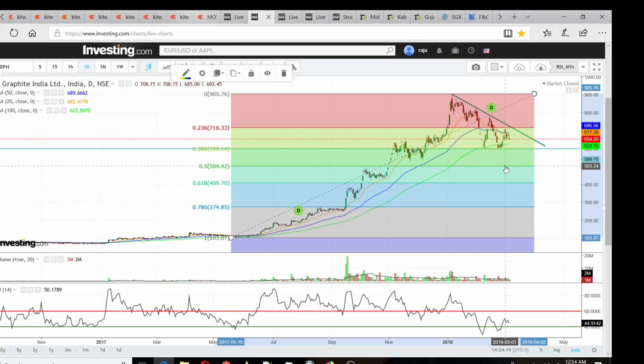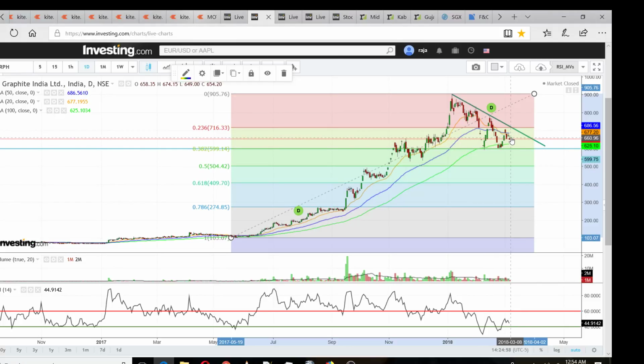What I am trying to say here is, I am trying to show you the possibilities, and once we reach those levels, then we have to again see what chart formation happens. It might take support at the 50% retracement level and go up, but it is also possible that it can go to the 61% level. Once we reach there, then only we can decide, and possibly if you ask a question there, then we will again have a revisit on Graphite India Limited.